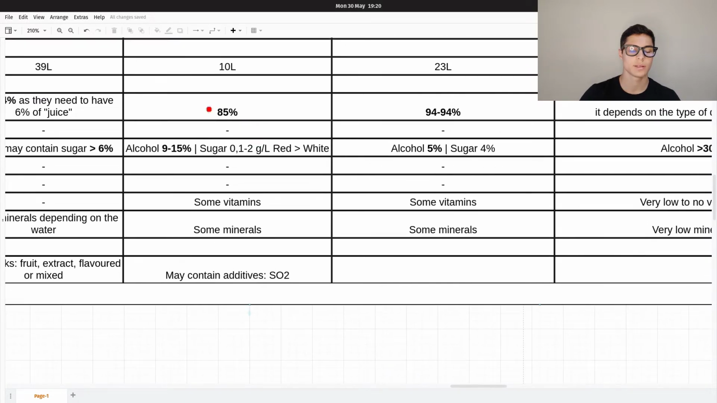And the composition, 85% of water, and then 9 to 15% of alcohol. Sugar content can differ if it's dry or sweet, and there is more sugar in red wine than white. It may contain some vitamins and some minerals. I have to mention that wines can have additives such as sulfates.